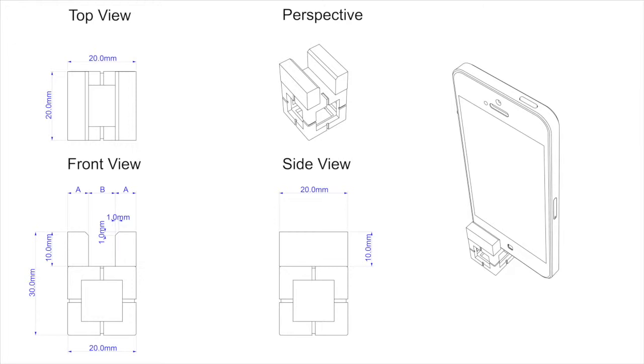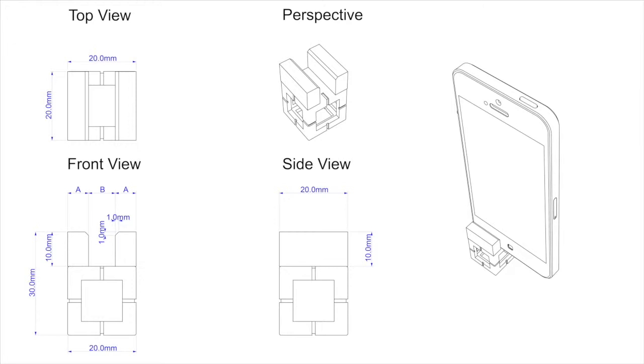The dimensions of the iPhone 5 are 123.8 millimeters long by 58.6 millimeters wide by 7.6 millimeters deep. Record the dimensions of your phone on your worksheet. You'll need them later.